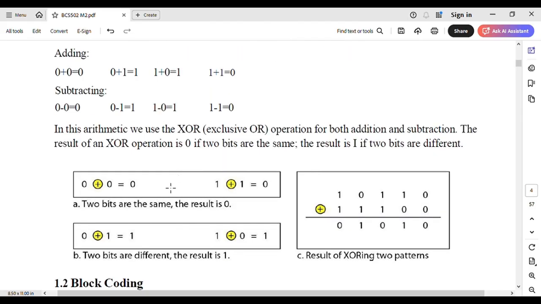For the exclusive OR operation, we use the symbol plus with a circle around it. So 0 XOR 0 is 0, 1 XOR 1 is 0, 0 XOR 1 is 1, and 1 XOR 0 is 1. In the simplified operation, this is how we add the two patterns: 0 plus 0 is 0, 1 plus 0 is 1, 1 plus 1 is 0, 0 plus 1 is 1. So this is the result, or corresponding table, for the exclusive OR operation.